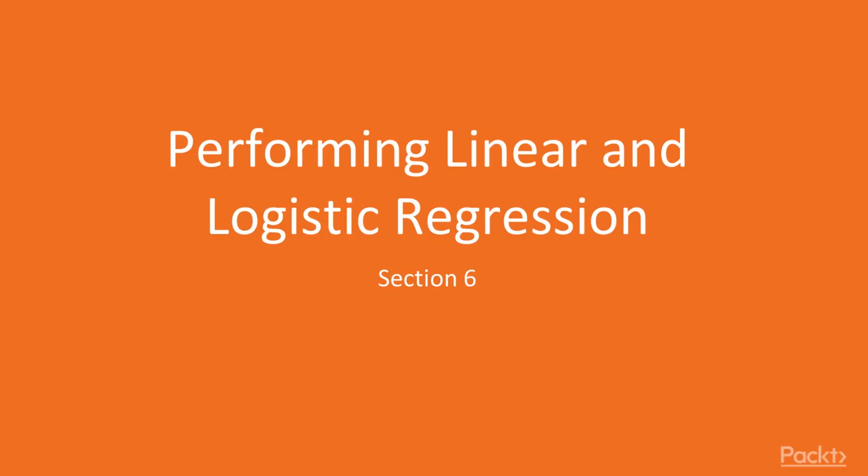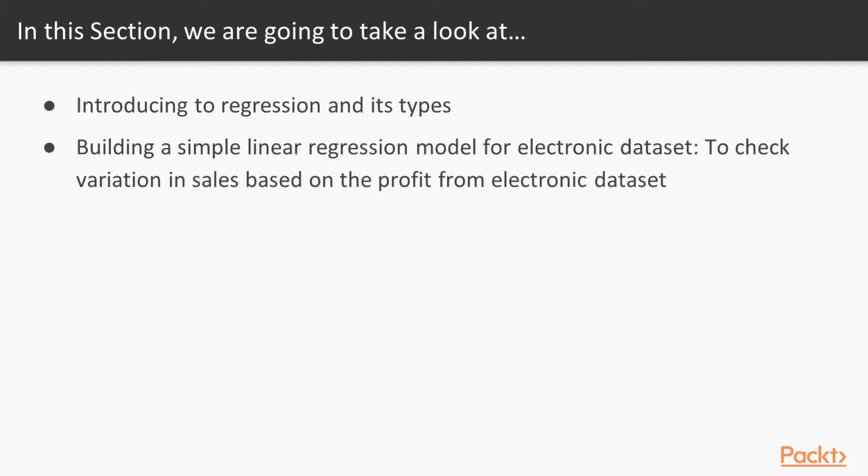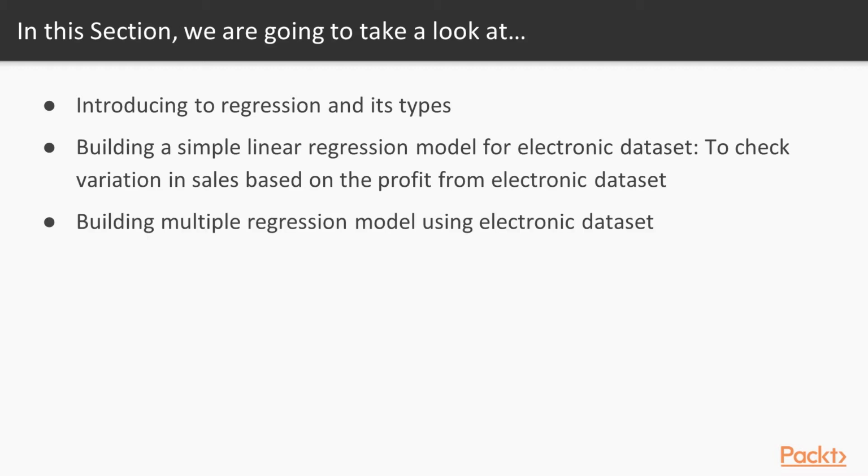Welcome to section 6 of the course, which is performing linear and logistic regression. In this section, we will first understand what is regression and what are the different types of regression. Then, we will build a simple linear regression model for electronic dataset. Then, we will build multiple regression model again using the electronic dataset but with different variables.